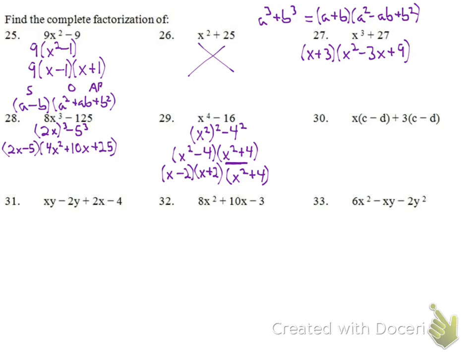Number 30, we have something in common in both, although it looks a little bit different. They both have c minus d in common. We take that out. We're left with x plus 3. So it's c minus d times x plus 3.